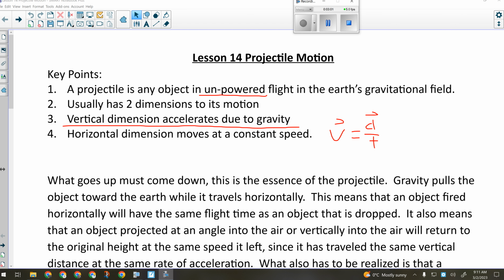Okay, now that motion has 2 dimensions because anything that's caught in Earth's gravitational field is going to move vertically downward. Why? Because of gravity. Yeah, gravity pulls towards the center of the Earth, which no matter where you are, because the Earth is round.